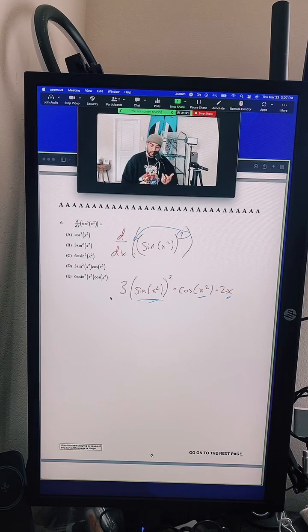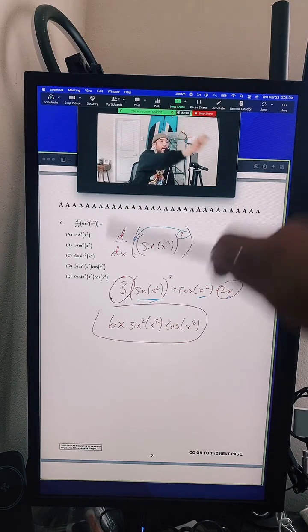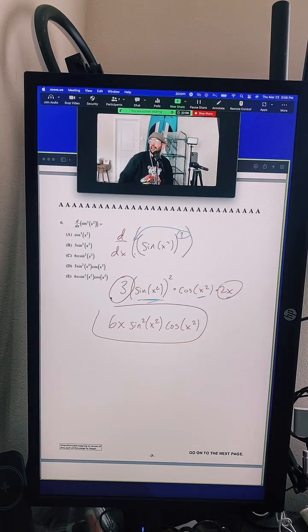Let's just simplify this a little bit. Let me multiply the 2x and the 3. So that's going to be 6x sine squared of x squared cosine of x squared. That is our answer. Let's see which one matches what we got, and that looks like it was E.